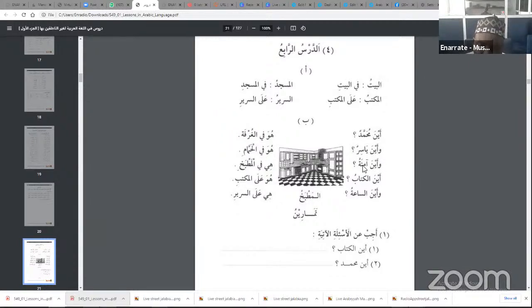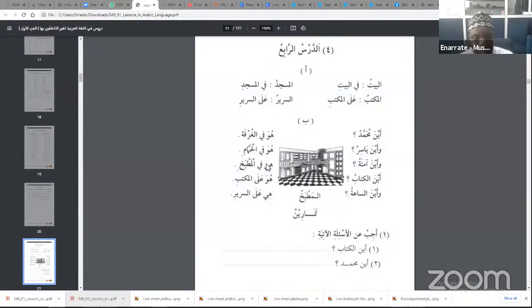Wa aina Amina. And where is Amina? Hiya fil matbakh. She is in the kitchen. Look at the difference between he and she. Huwa, he is. Then hiya, she. So huwa fil hammam is in the bathroom. Hiya fil matbakh, she is in the kitchen. That is for human beings.